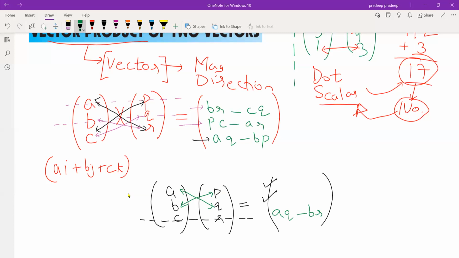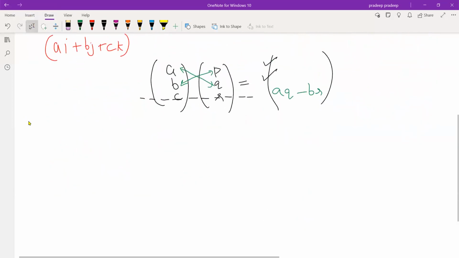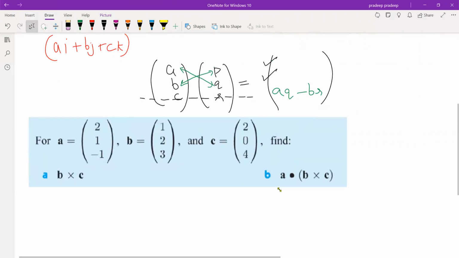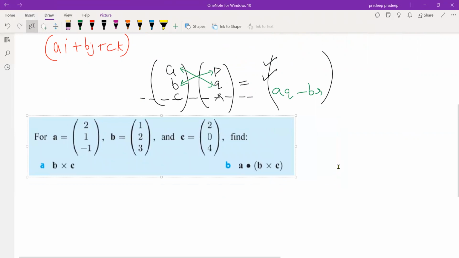Done, sir. Okay, great. So now both of you, based on this concept, let's try to solve the question. All you need to do is just find out the cross product. But there are two parts to this question, so do it carefully.